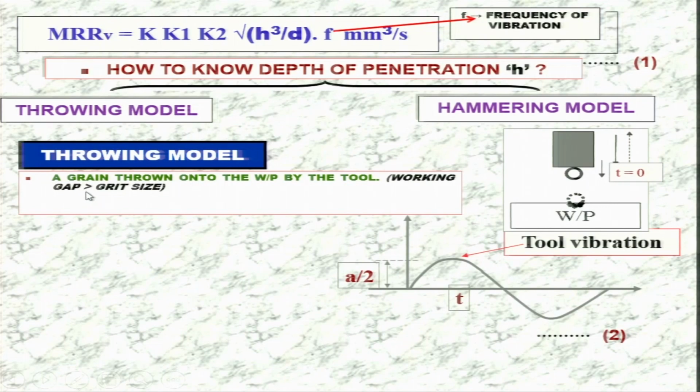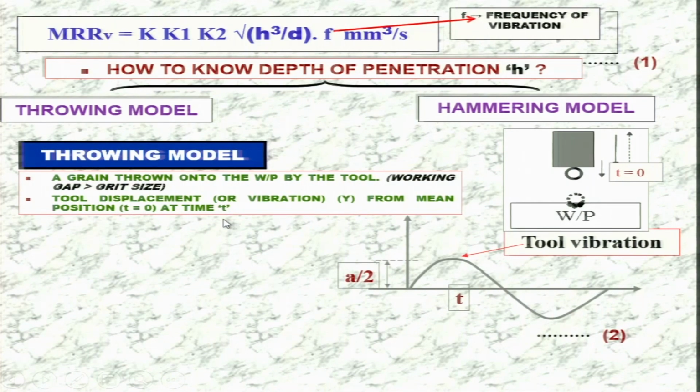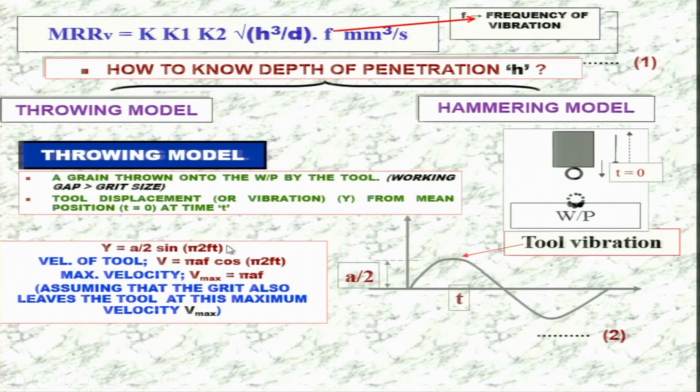Working gap is greater than grit size. You can see here this is the working gap, from here to here, and this is larger than the size of the grit. Tool displacement or vibration Y from the mean position at t equal to 0, at time t. I will show you what this mean position is in the following slide.